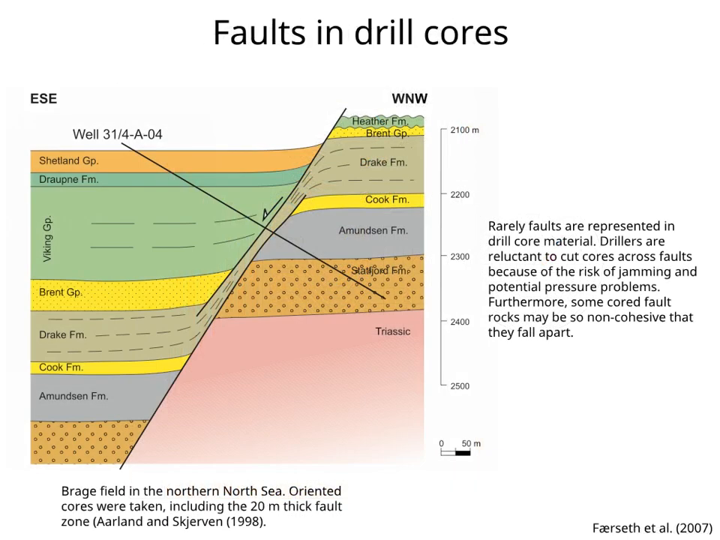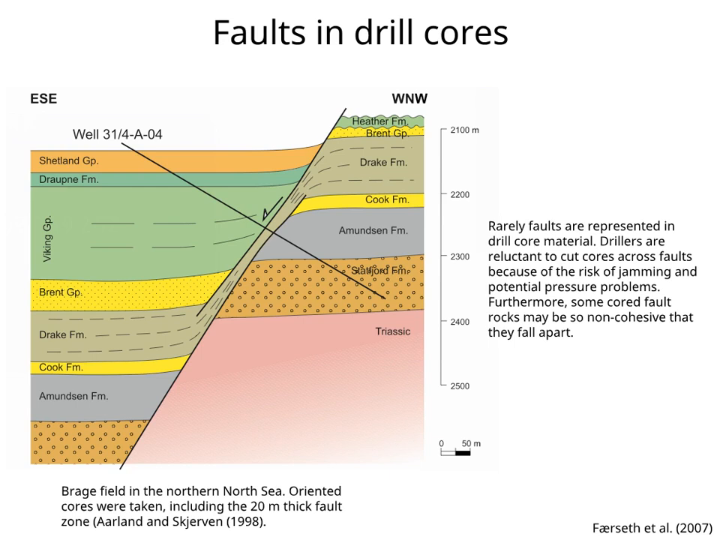Although there are plenty of core data along small faults, there are not many core data along large faults with hundreds of meters of displacement. An example of core data along a large fault is that of a well crossing a large fault in the Bragg Field, northern North Sea. There, oriented cores were taken, including the 20 meters thick fault zone. This is a unique example.